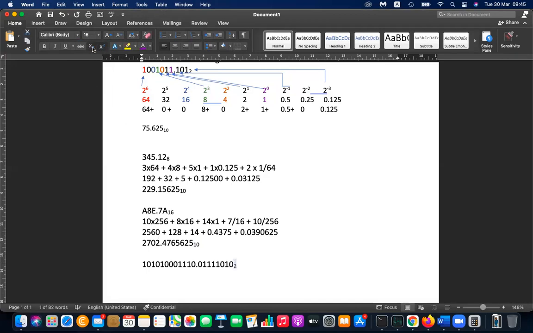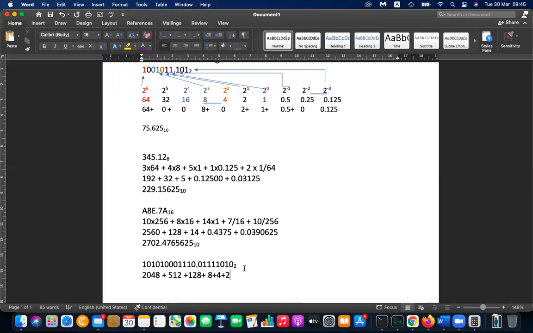Now you have to add the binary values. This is 0, nothing to add. 1 here, 2 to the power 1 means 2. 2 to the power 3 means 4, and 8 will also be there. Then no 16s, 32 is not there, 64 is not there, 128 is there. After 128, 256 is not there, 512 is there, and you don't have 1024, but you have 2048.